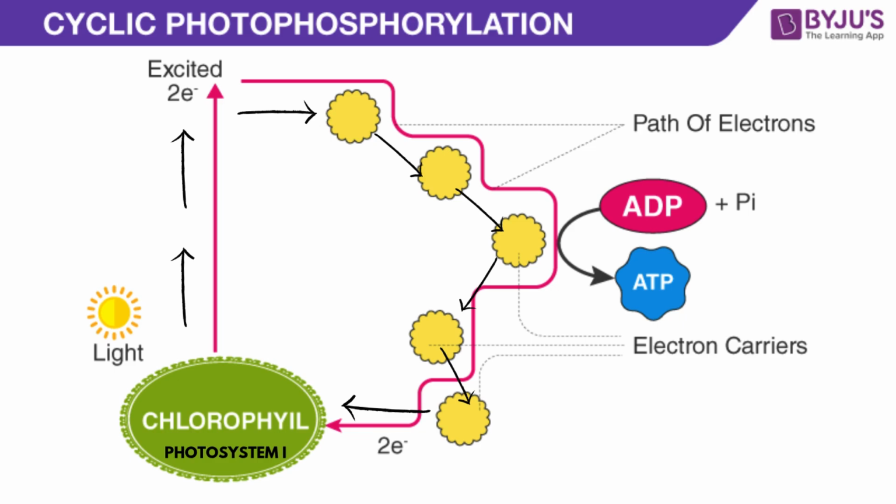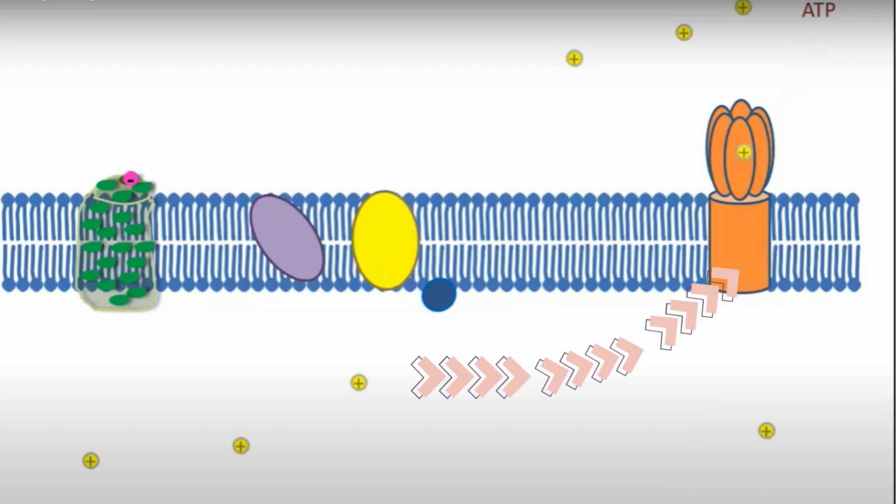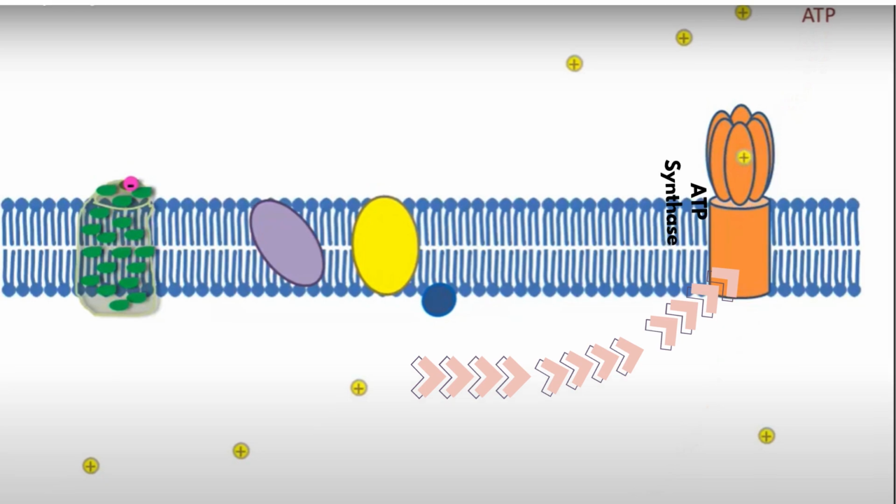The result of this process is that a gradient of protons builds up on one side of the membrane. These protons flow down their concentration gradient through a turbine engine called ATP synthase. The flow of protons turns the rotor, providing mechanical energy to force phosphate groups onto ADP, forming ATP, the energy currency of the cell. This is how cyclic photophosphorylation works.